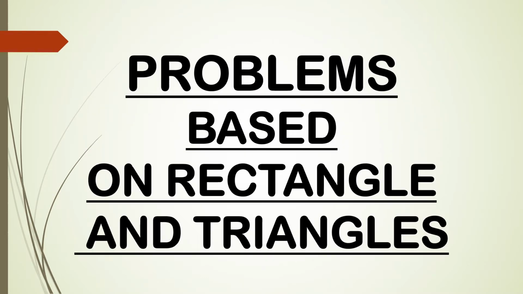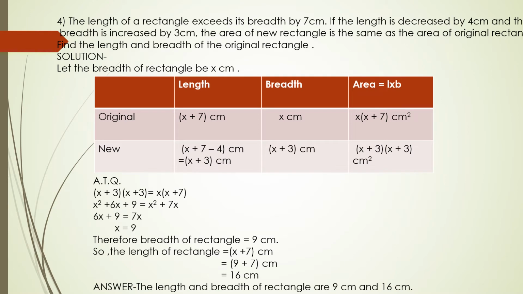Now in the other part, I have brought you problems based on rectangles and triangles. The first one. The length of a rectangle exceeds its breadth by 7 centimeter. Fine. You are familiar with a rectangle. It's a two-dimensional shape having length and breadth. You are given a relationship between length and breadth, that the length of a rectangle exceeds its breadth, means more than its breadth by 7.